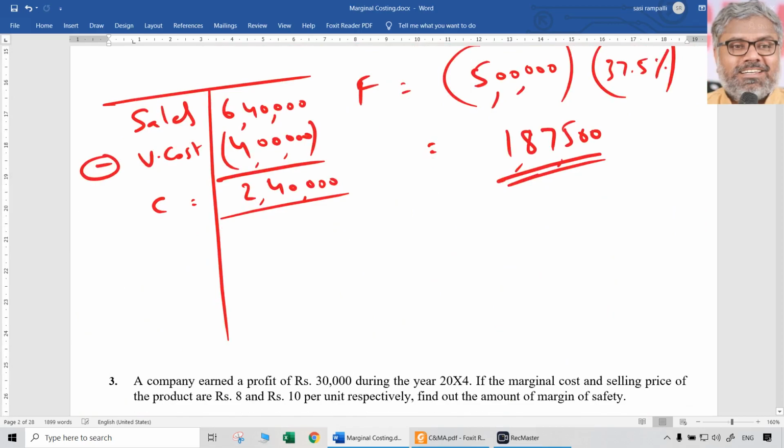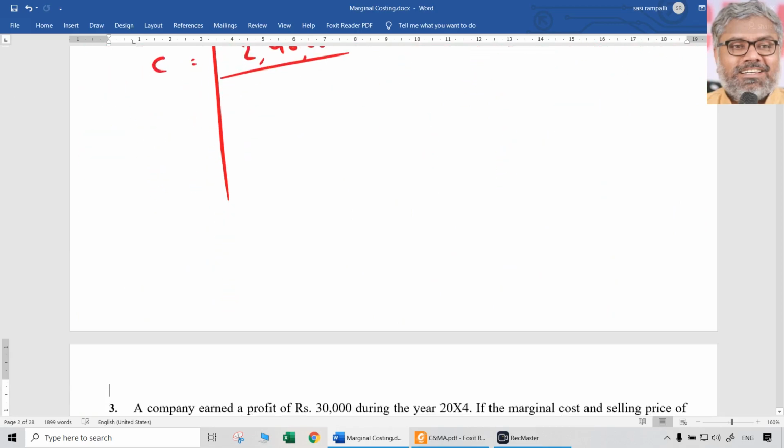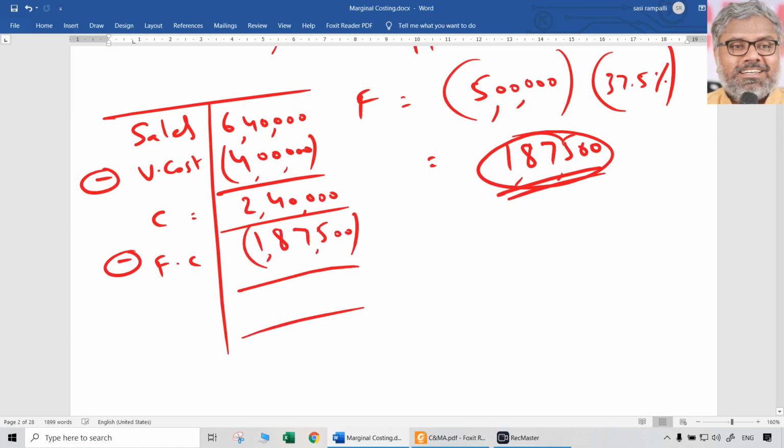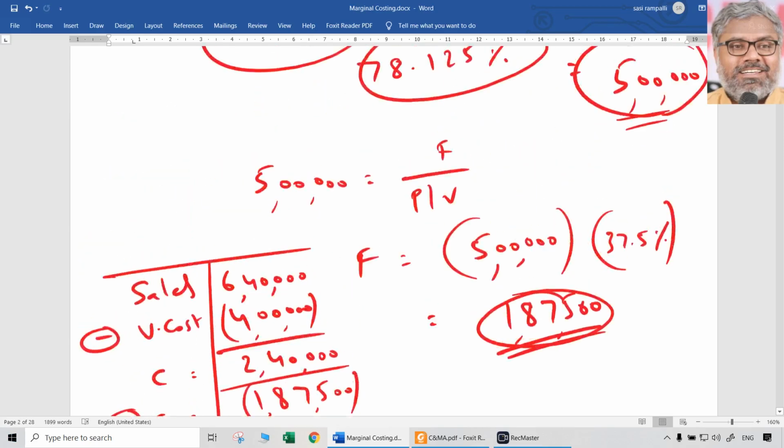So contribution is 2 lakhs 40,000. That is known. Deduct fixed cost. Fixed cost has reduced to 1,87,500. So 2,40,000 minus 1,87,500 is 52,500, which is the profit for next year. Anyway, from whichever area to other area, we should be able to calculate. Profit is 52,500. That is the data for next year completely.